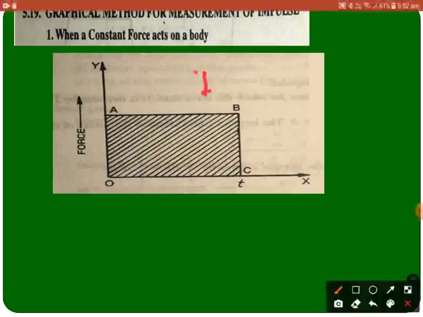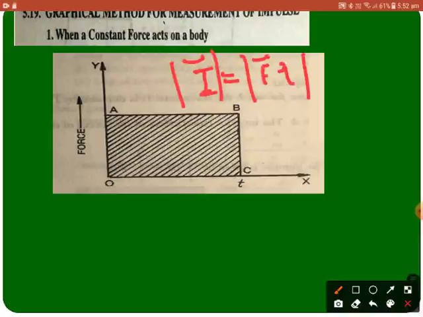Force into time means what? This impulse, you can represent it by I or J. This will be equal to force into time, right? If you take only the magnitude, then we need to take the modulus. So force at this time is this much. Got it? At this instant of time, force is here. So if you want to find the impulse, then the area under the graph, this shaded area, will be numerically equal to the impulse experienced by the body.